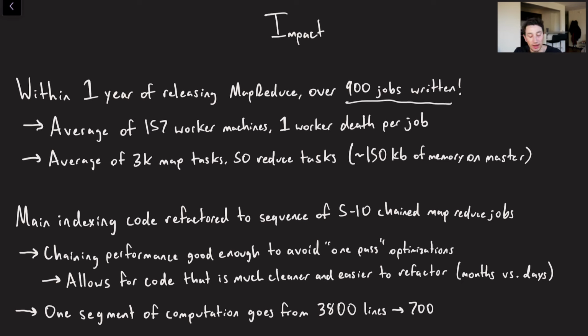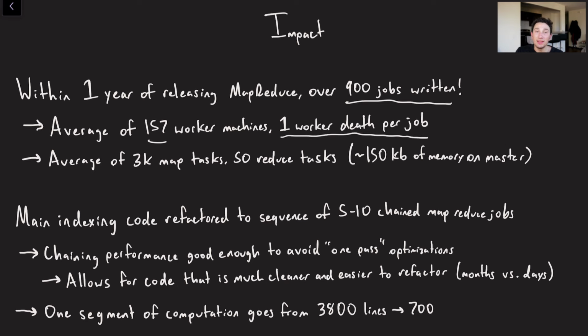So basically, within a year of releasing MapReduce at Google, over 900 jobs got written. That's pretty impressive considering how many people were at Google at the time. It speaks to the pace of development and how quickly you can write these MapReduce jobs. Typically on those 900 jobs, there was an average of 157 workers. That's definitely not small. You can tell that we're doing a lot of big data tasks.